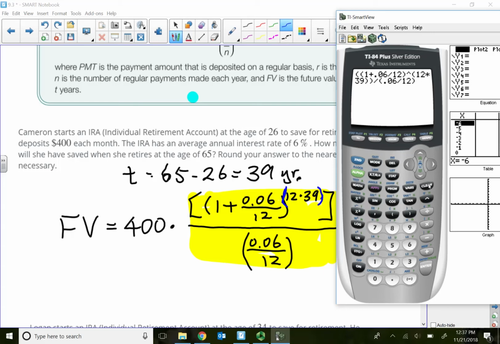All right, tell you what, let's do the top first. Let's do the whole top first, and then we will key in the bottom as a separate step, because the top is the complicated part. Let me delete all this. All right, so this is my whole entire top. Now we will divide it by. Put this in the parenthesis. So I figure out my top first and then open parenthesis. 0.06 divided by 12.